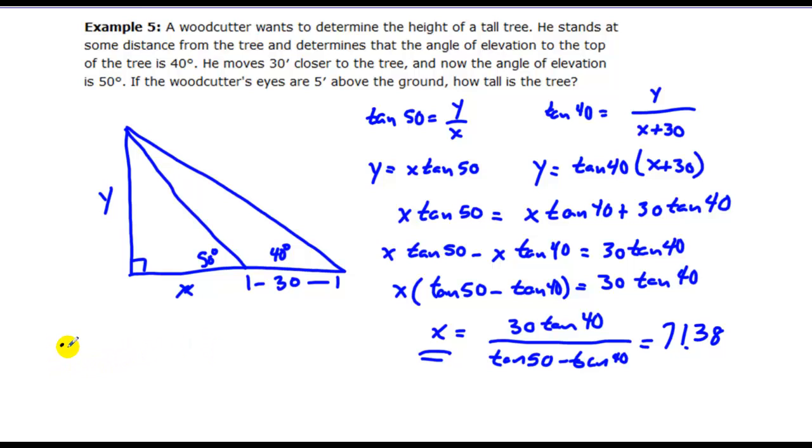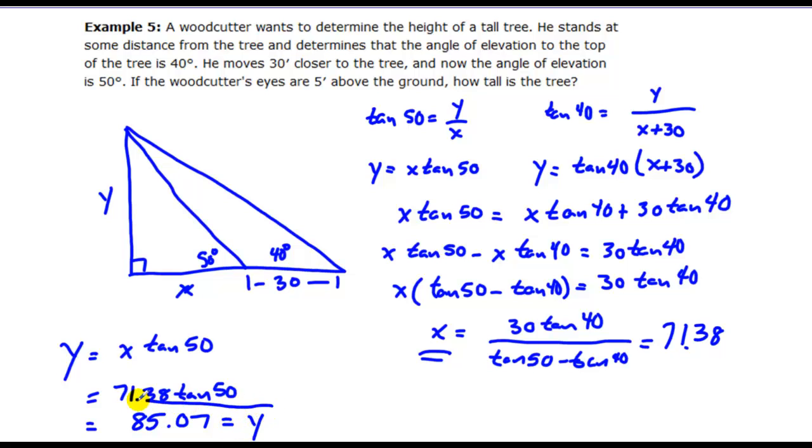So I know y equals x tan 50. So if I take 71.38 and multiply it by tan 50, I get roughly 85.07. And that is my y value.